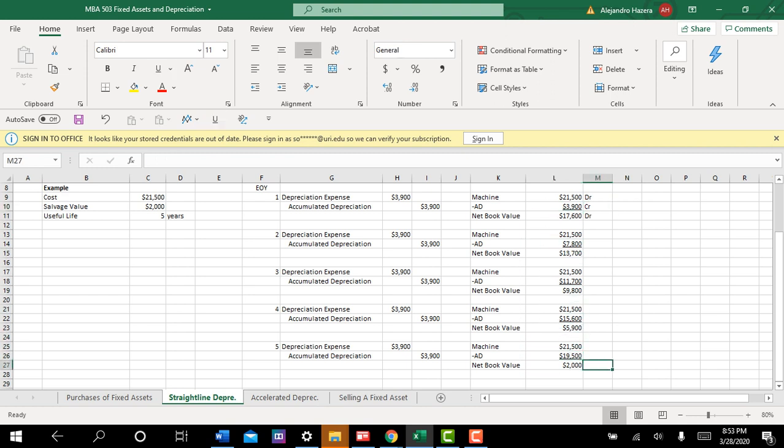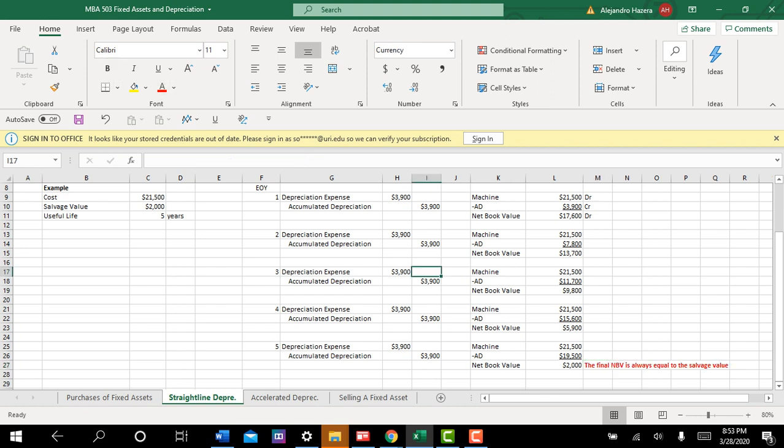And I'm going to put this, and I'm going to say the final NBV, net book value, is always equal to the salvage value. So we'll just say that right there.